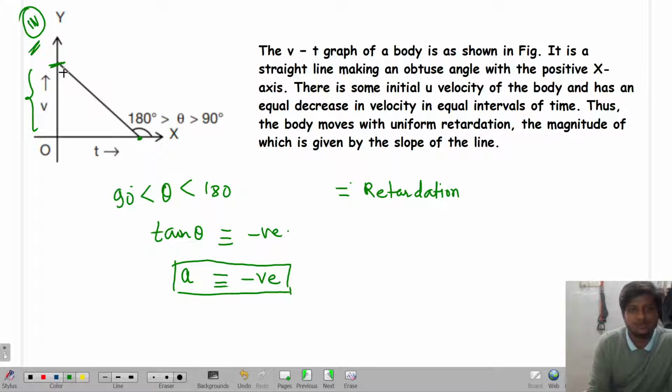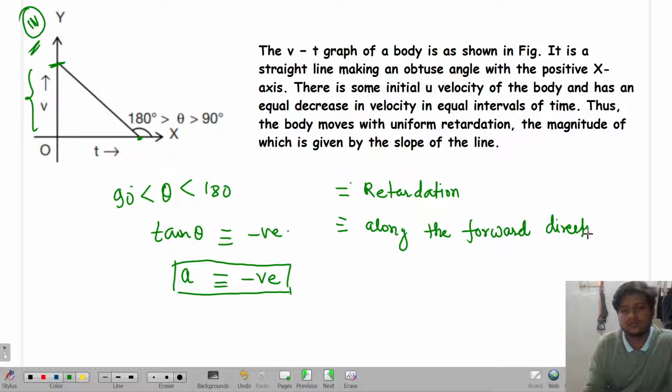Next thing, in which direction is it happening? It is happening along the forward direction of motion. When it is happening along the forward direction of motion, one most important thing is also applicable. Try to see that this decrease in velocity, that v by t, is always constant.